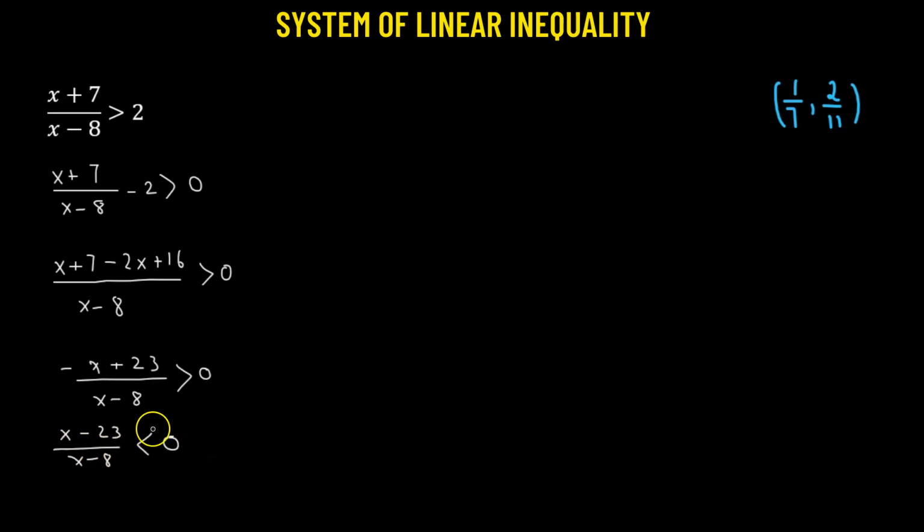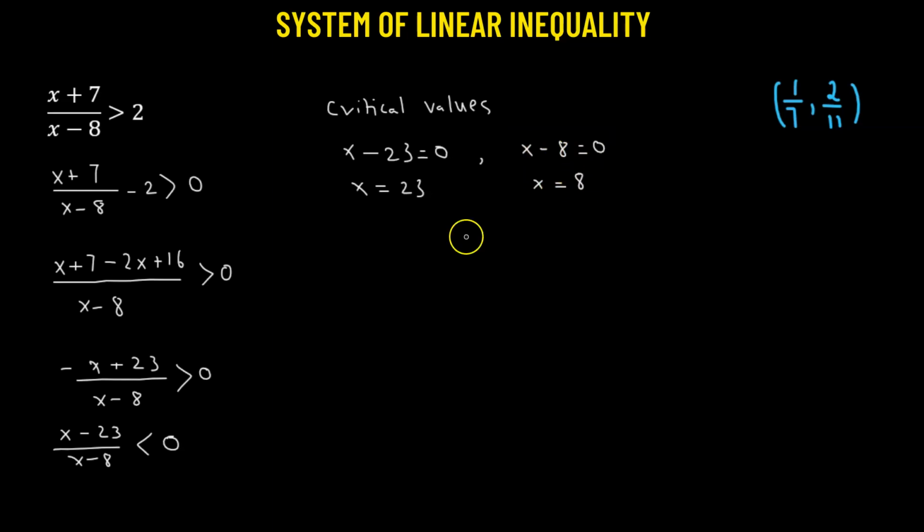Right. Now we'll find the critical values. We have to equate the numerator and the denominator to 0. Equating the numerator to 0 gives us x equals 23, and equating the denominator x minus 8 to 0 gives us x equals 8. Fine. Now we'll consider a number line, and on this number line we'll have 8 and 23, and we'll consider three values.